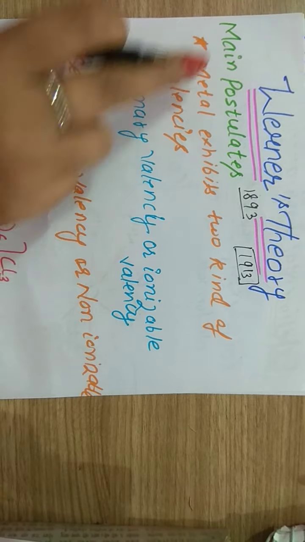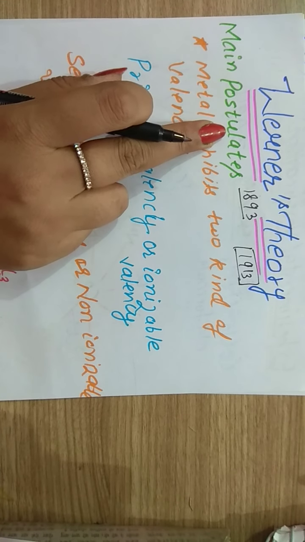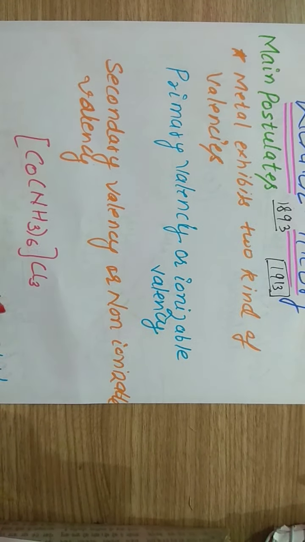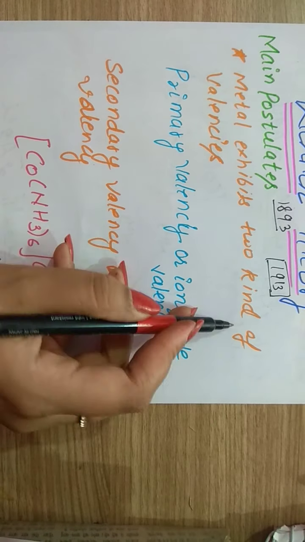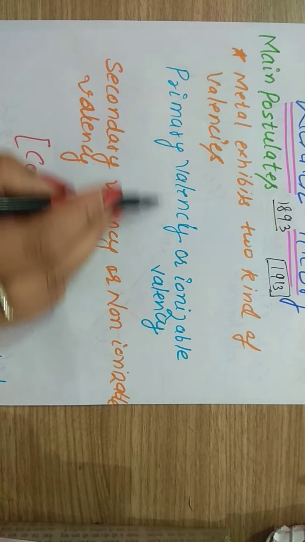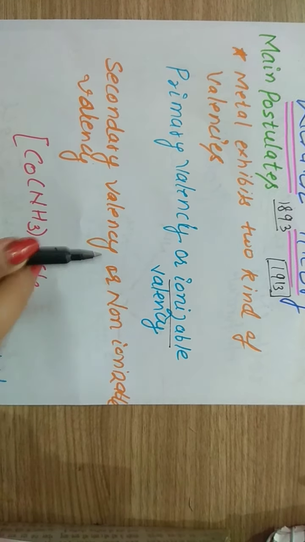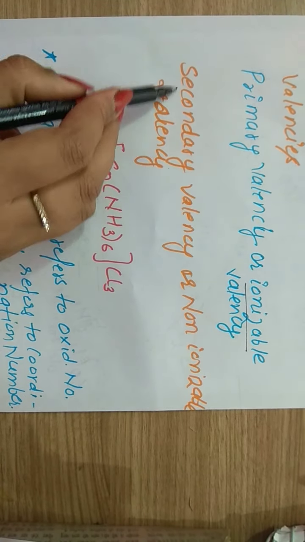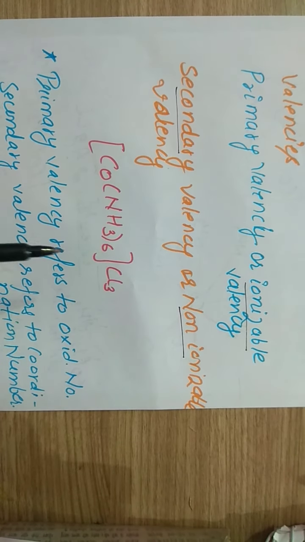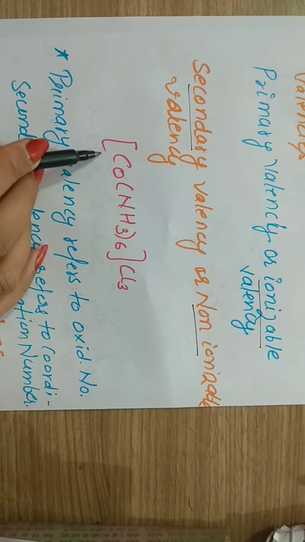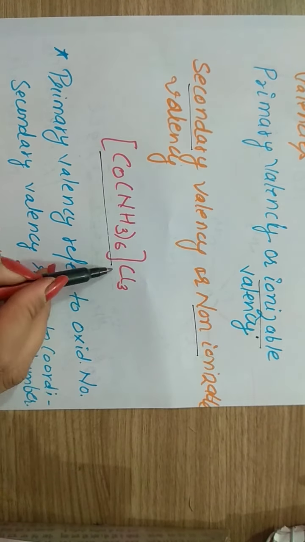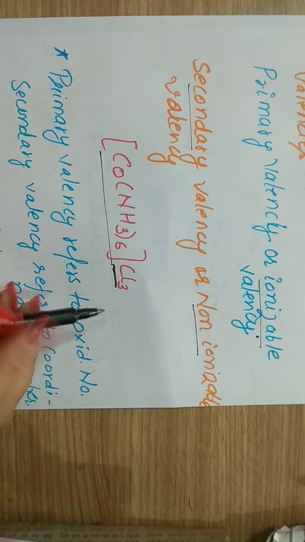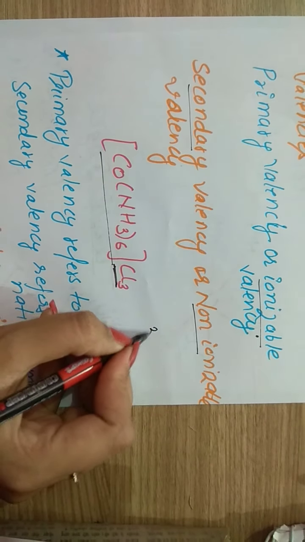Now, coming to its main postulates, what he gives. He explained that metal exhibits two kinds of valency. The first one is primary valency or ionizable valency. The second is secondary valency or non-ionizable valency. Like in this coordination compound, primary valency is ionizable valency, so 3 chlorine atoms will be ionized and so its primary valency will be 3.